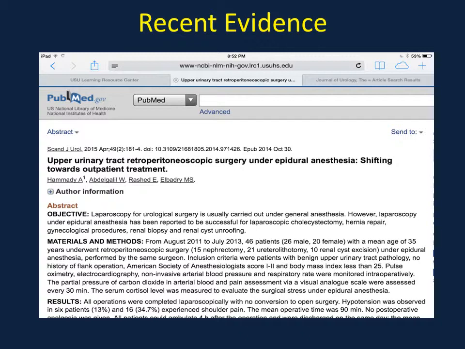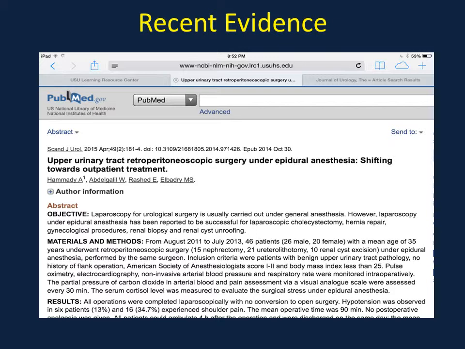So I pulled up this article regarding upper urinary tract retroperitoneoscopic surgery under epidural anesthesia, and I had said before that you can't do these procedures under just straight neuraxial, and I'd be curious to see how many of you caught that, because in fact there was a study here in the Scandinavian Journal of Urology, as a matter of fact it's dated this month, April of 2015.